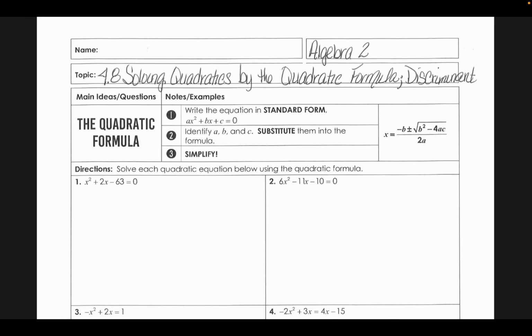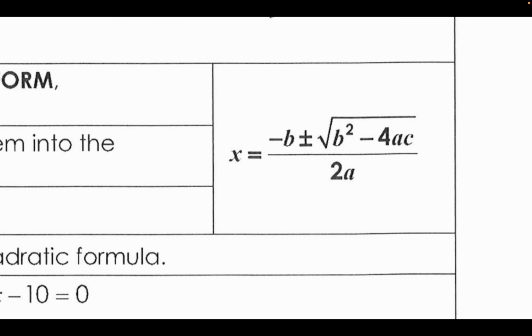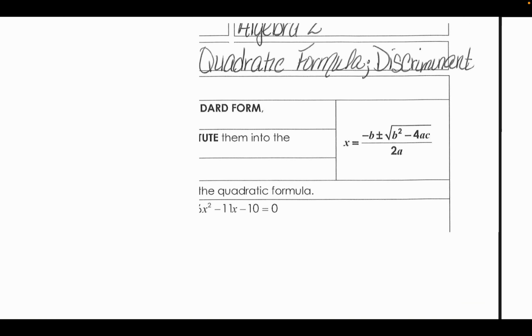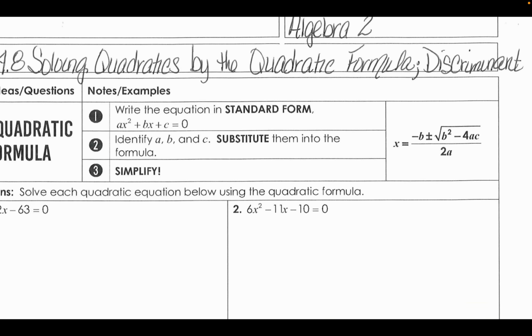Welcome everyone to Algebra 2, Section 4.8, solving quadratics by the quadratic formula and using the discriminant. So the quadratic formula, first of all, is x equals negative b plus or minus the square root of b squared minus 4ac all over 2 times a. And the a, b, and c from this formula come from our standard form of quadratic, where it's ax squared plus bx plus c.